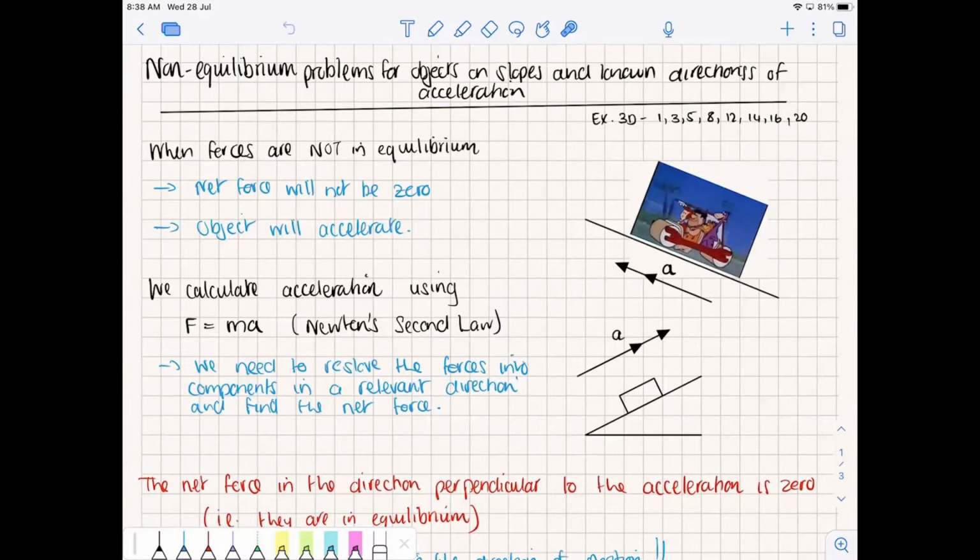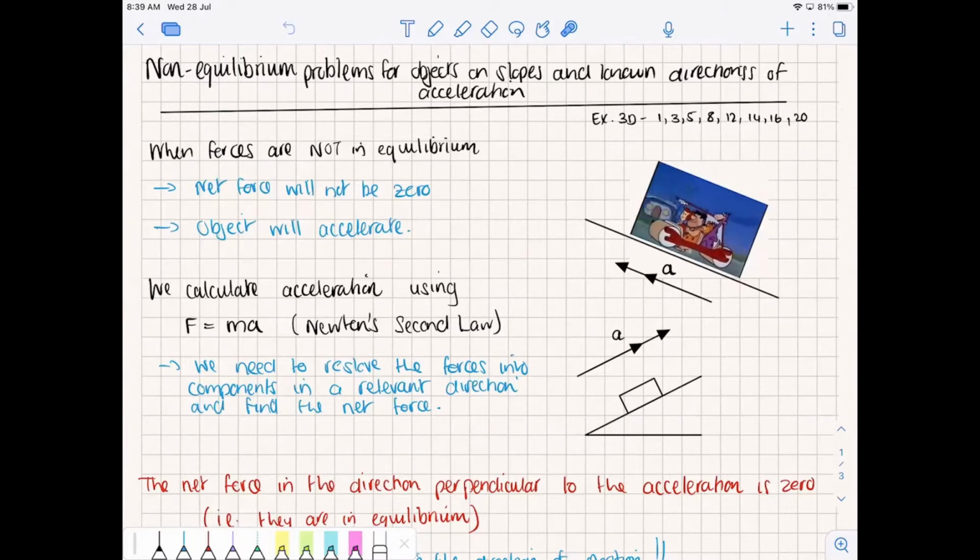So when forces are not in equilibrium, right, that obviously tells us that the net force will not be zero. Okay? And if your net force is not zero, that means that there must be acceleration. And we like to take baby steps. So as I said, we're going to give you the direction of the acceleration, and we will just be needing to calculate it, or we'll have to use the direction of acceleration to possibly calculate the different forces.